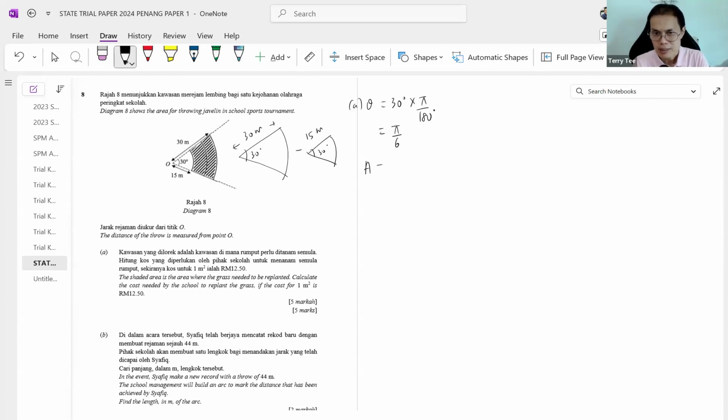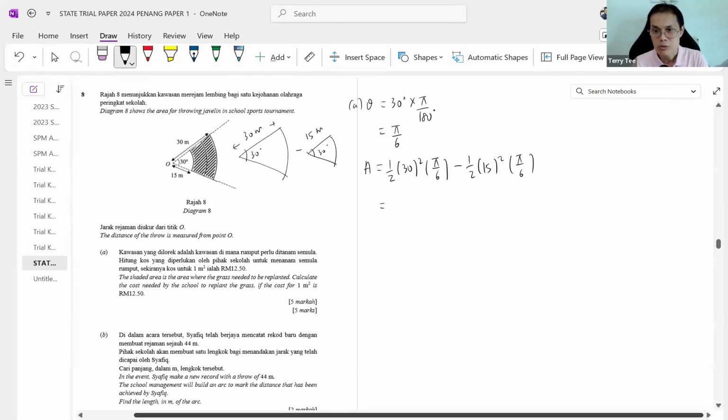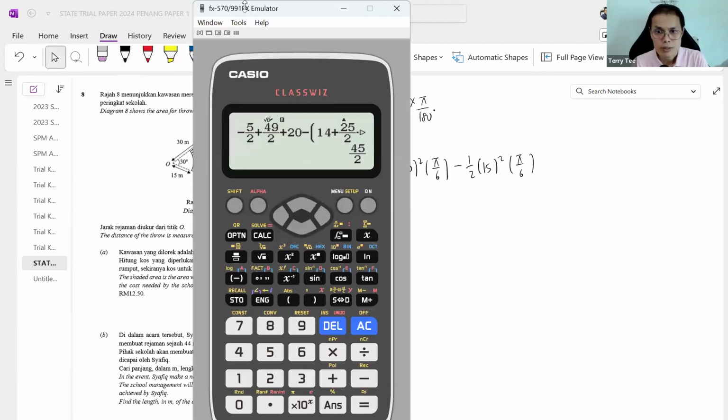So your area, first, let's calculate the area, is half R1 square, your R1 is 30, square, theta. Theta is pi over 6. Minus half R2 square, your radius is 15, you square it, theta is pi over 6. But when you type this in your calculator, you can just use half pi over 6.